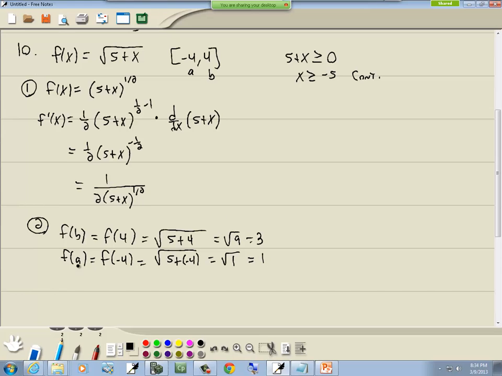So f of b minus f of a over b minus a. F of b we said was 3, minus f of a, which is 1, over b, which was 4, minus a, which is negative 4. 3 minus 1 is 2. Negative negative becomes a positive, so 4 plus 4 gives us 8, which gives us 1/4.